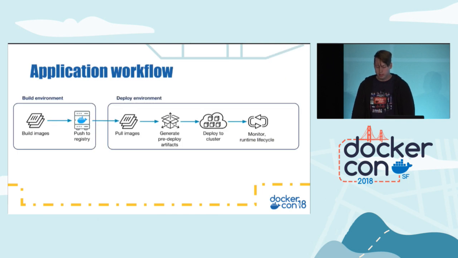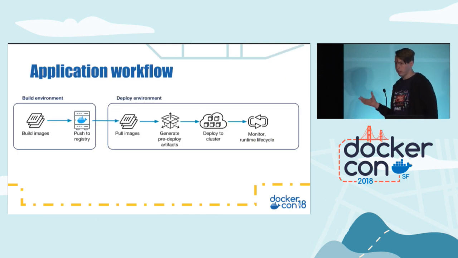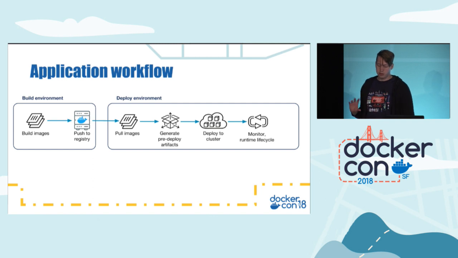So let's step back a little bit so I can explain better what I mean by that. This is the typical deploy lifecycle in my mind. We start by building images, push those images to the registry. Then we go to our deploy environment. We pull the images which were pushed, generate the pre-deploy artifacts, which are the typical volumes from thing. Deploy to the cluster, and then do the whole monitor runtime lifecycle thing.